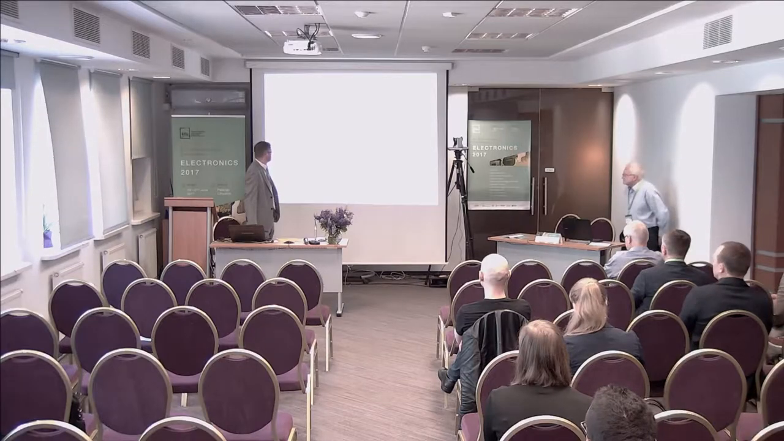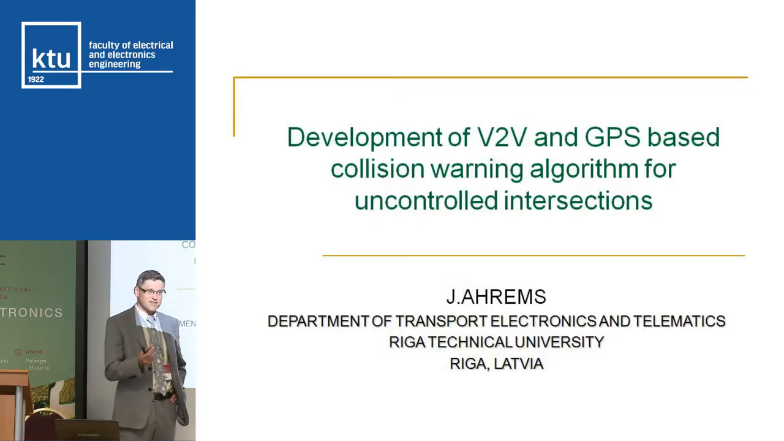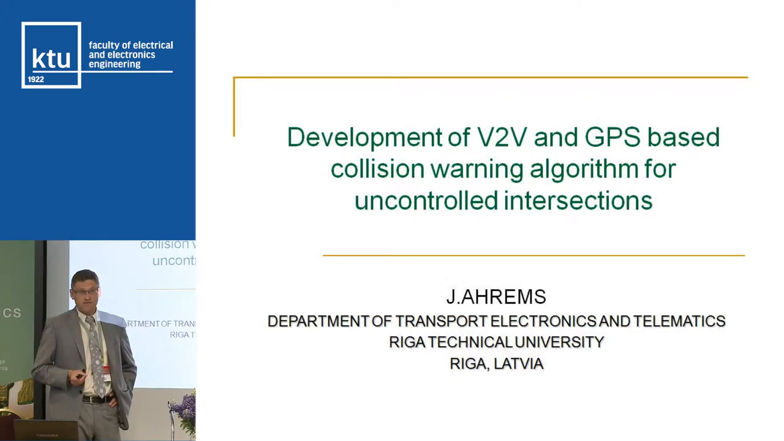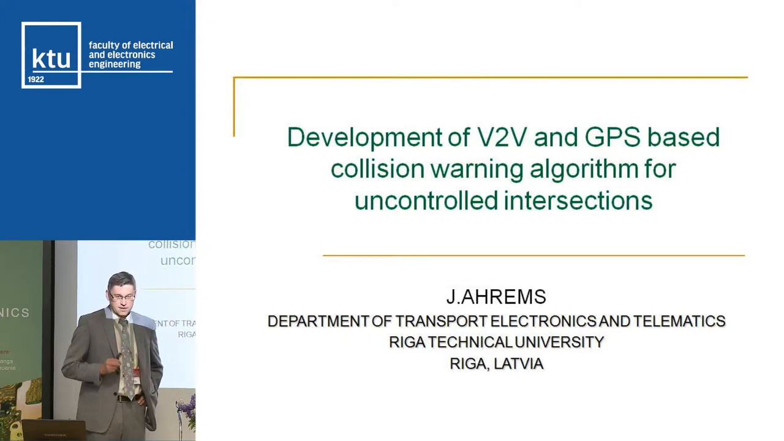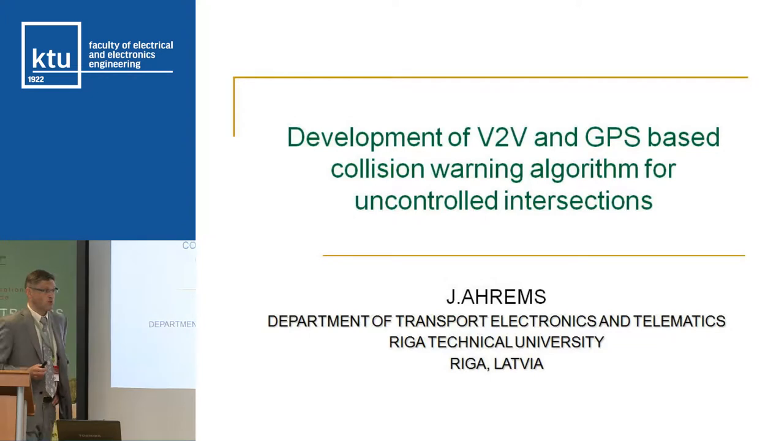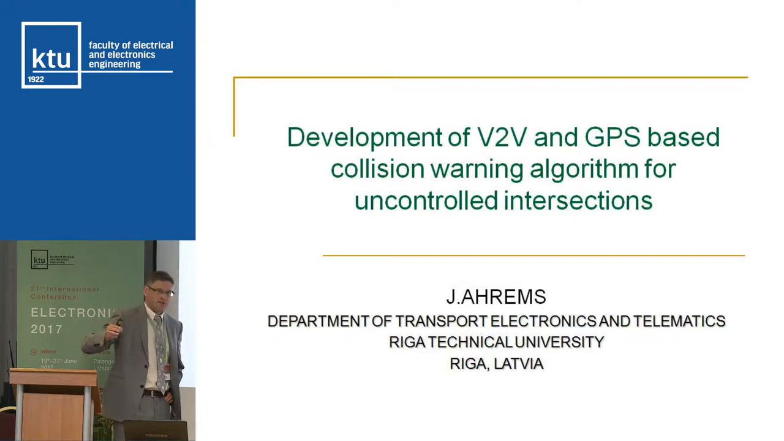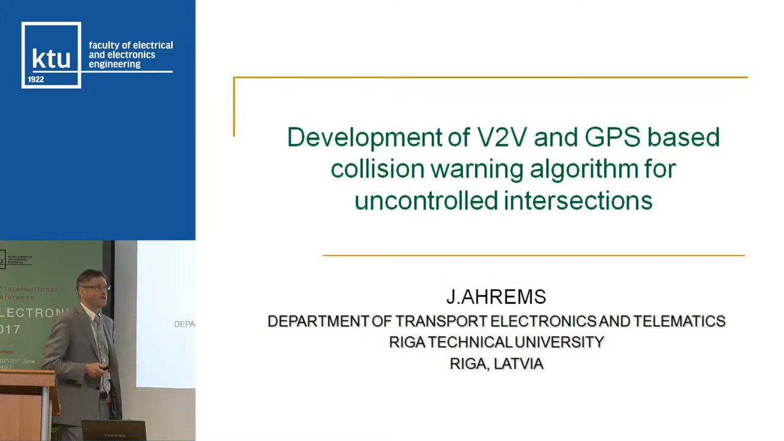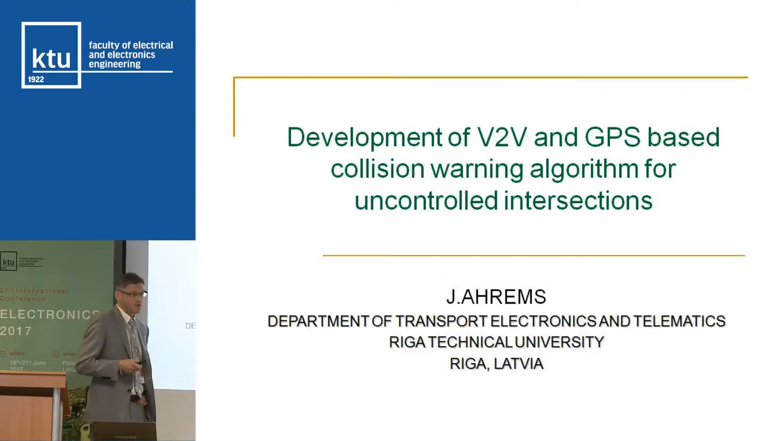In my paper, titled Development of V2V and GPS-based collision warning algorithm for uncontrolled intersection, I tried to connect together two systems. One of these is GPS, Global Positioning System, and the second system is V2V, vehicle-to-vehicle. This is information exchange between cars. The main aim was to create a warning algorithm to improve road traffic safety. As you know, there is now high development in the intelligent traffic system everywhere, but road traffic safety is a very serious problem. To improve it, I propose the collision warning algorithm.